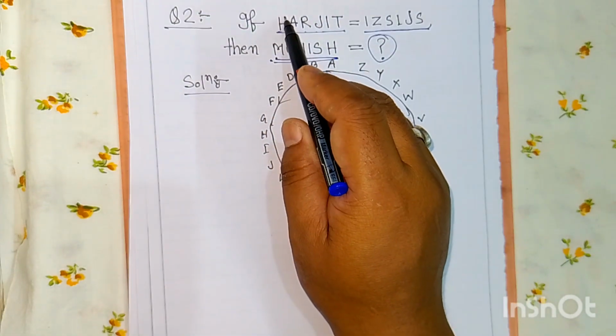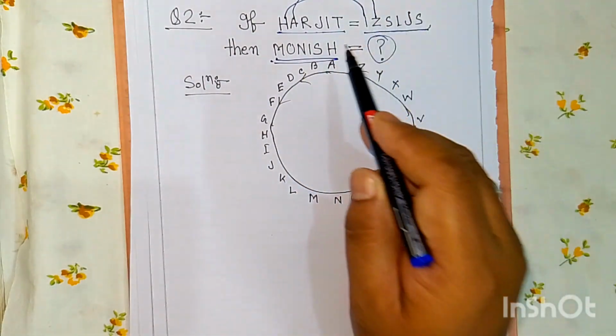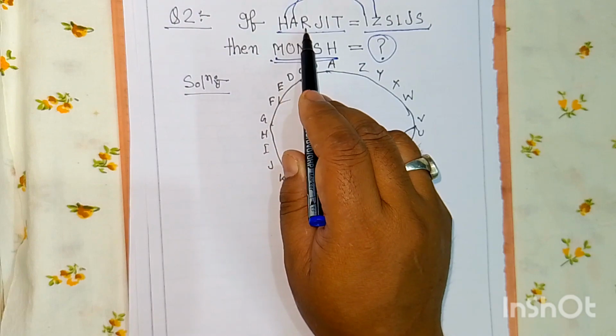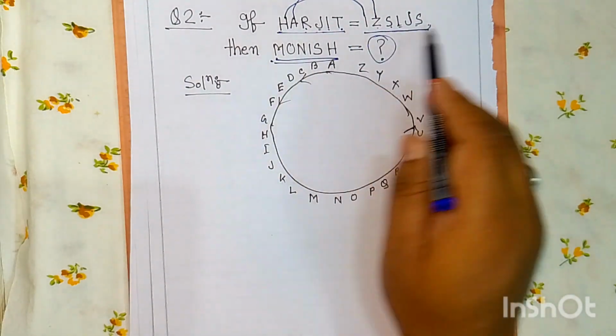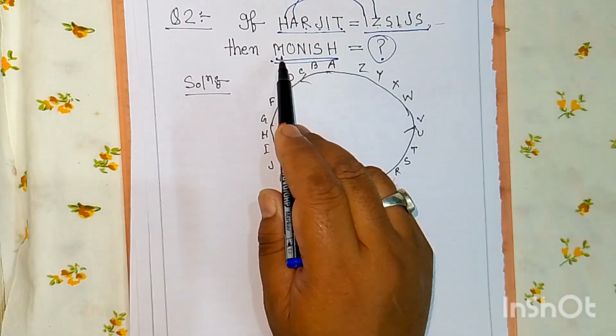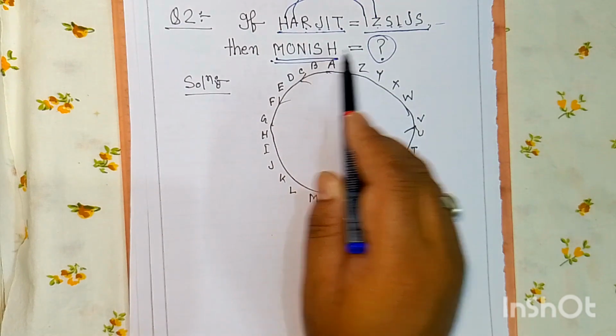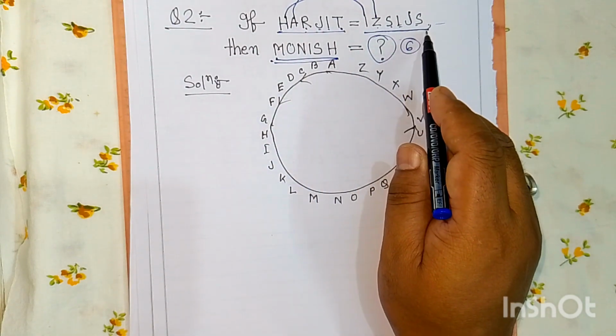Now H becomes I, and after A it is Z. Here the total is 6 alphabets, and here also 6 alphabets. Nothing else is there. So it should contain 6 alphabets. That is one more important point.